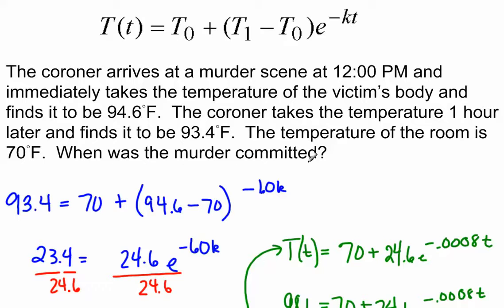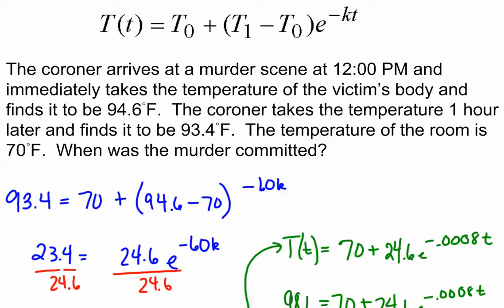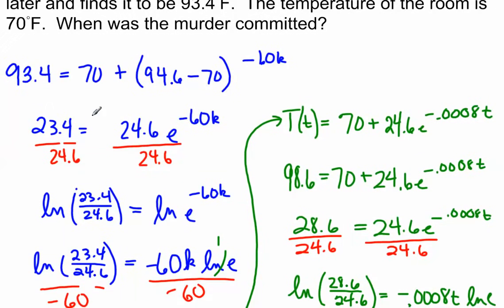We want to find out when was the murder committed. So if we plug in all the pieces, we know that the new body temperature, 93.4, after 60 minutes, so we put a 60 in for the t, and then our surrounding room temperature was at 70, the T sub 0, and the initial temperature he took was 94.6. So let's simplify this equation a little bit. We can gather the 70 over here, get it away from that, and get 23.4, condense this inside, get 24.6.